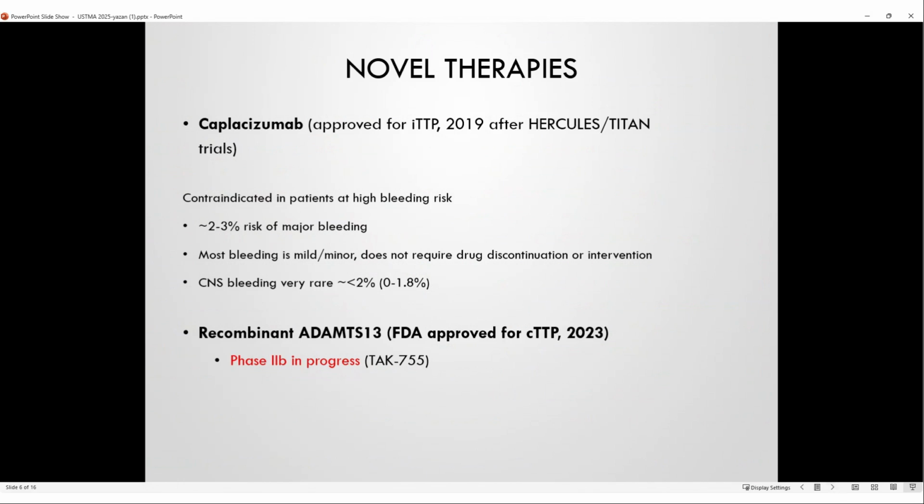Recombinant ADAMTS13 is a novel therapy that was approved for congenital TTP and not immune TTP. And the difference is that congenital TTP is due to a hereditary mutation that leads to a severe deficiency in ADAMTS13, while in contrast, immune TTP is an acquired disease that is caused by an autoantibody. So these are different disease entities. And right now we have the approval for recombinant ADAMTS13 or Adzynma for congenital, but it is still under investigation for immune-mediated TTP.